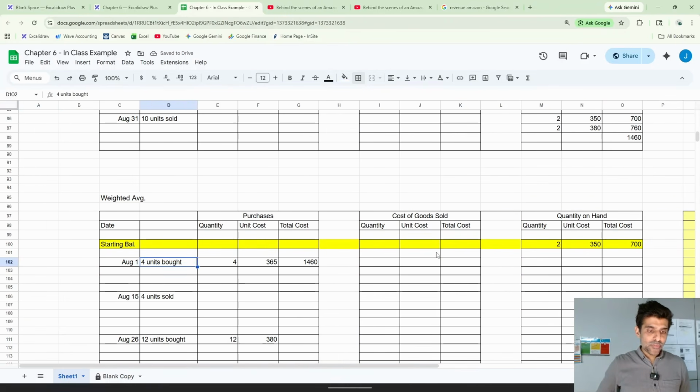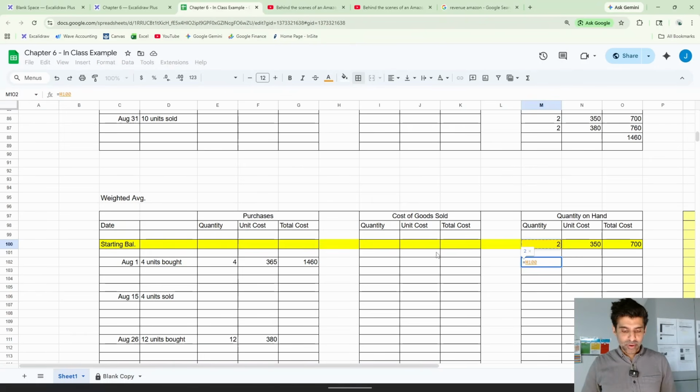Now we're gonna buy 4 more. What you can do is just count the total number of units. We started with 2. We're adding 4 more. We have 6 units total. You then start with the cost. $700 was the value of the original balance, plus I'm adding $14,060, right? So now my formula is this total cost divided by the number of units, 360.